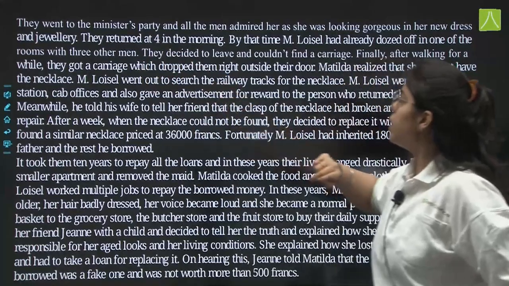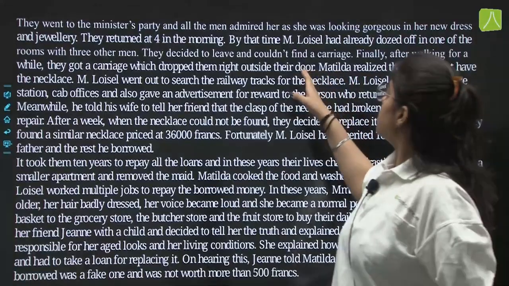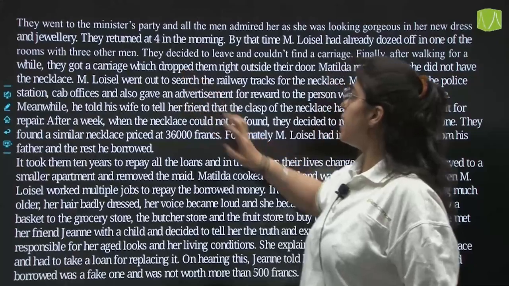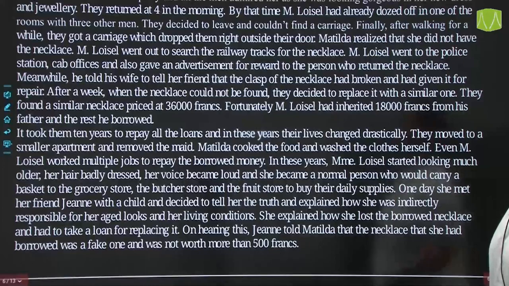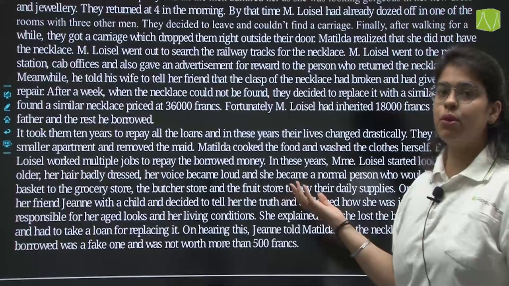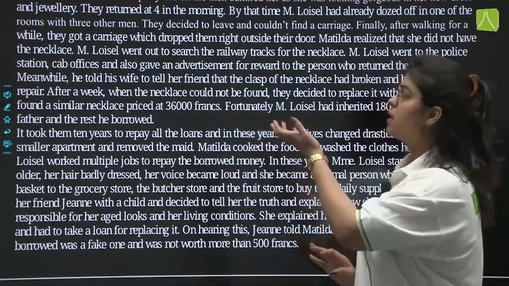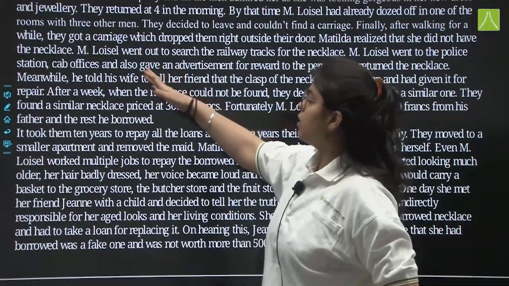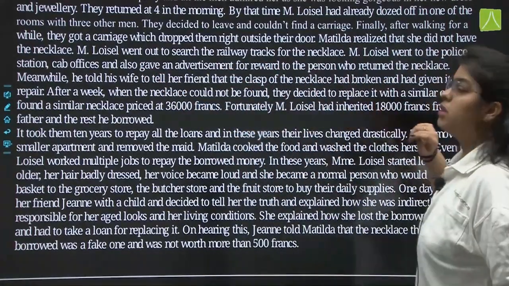They returned at 4 in the morning. By that time Mr. Loisel had already dozed off in one of the rooms with three other men. They decided to leave and couldn't find a carriage. So finally, after walking for a while, they got a carriage. This was after Madame Loisel got free from the party. The men had already slept in the barber's shop and the ladies were enjoying the party inside the hall. So they finally got the carriage when Madame Loisel came out, which dropped them right outside their door where their house was.